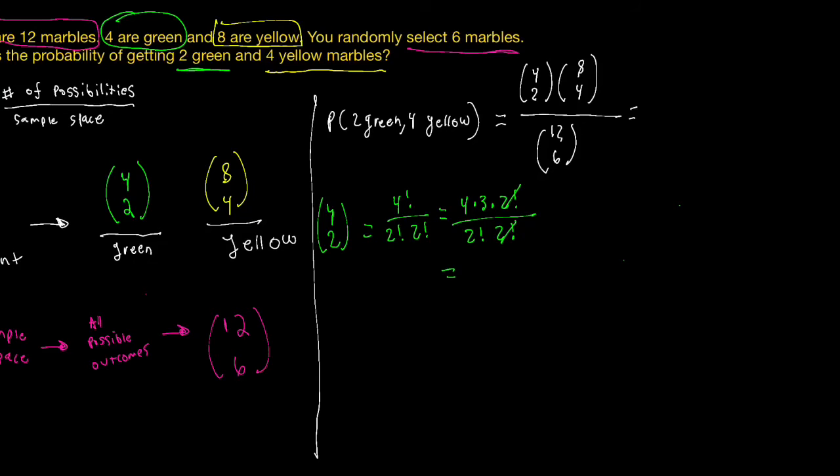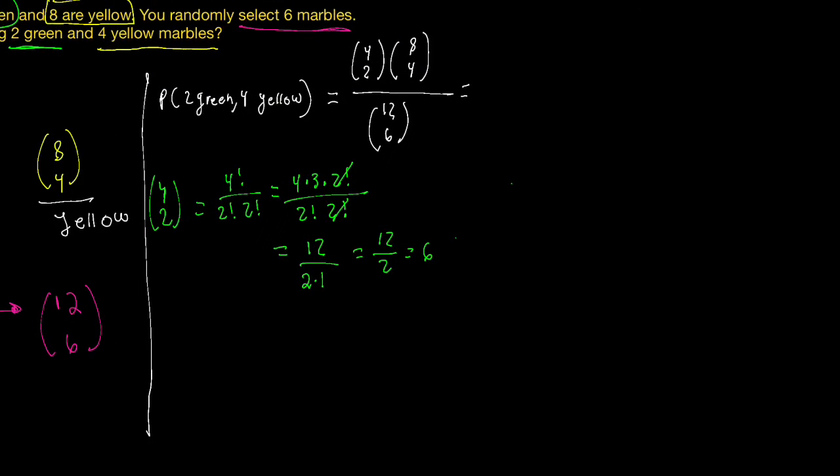So now we have 4 times 3, which is 12. And 2 factorial is 2 times 1. So we get 12 over 2, which is 6. And we can substitute this 6 for the 4 choose 2 here. So we have a 6 times, and now let's calculate 8 choose 4.